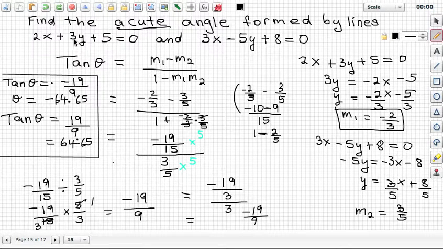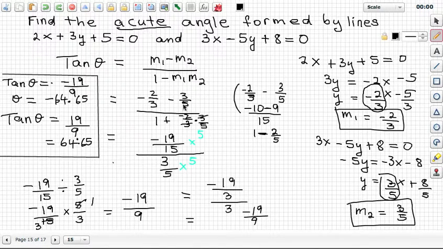So 2x plus 3y plus 5 is equal to 0. Solving for y, taking the 2x and 5 to the other side gives me negative 2x and negative 5. Dividing by 3 gives me negative 2/3 x minus 5/3. So my slope is the number in front of the x value. Looking at the second one, 3x minus 5y plus 8, solving for y, negative 5y is equal to negative 3x minus 8, and dividing by negative 5 gives me y equal to positive 3/5 x plus positive 8/5. So this is my slope for the second one, and I would call this one M2.